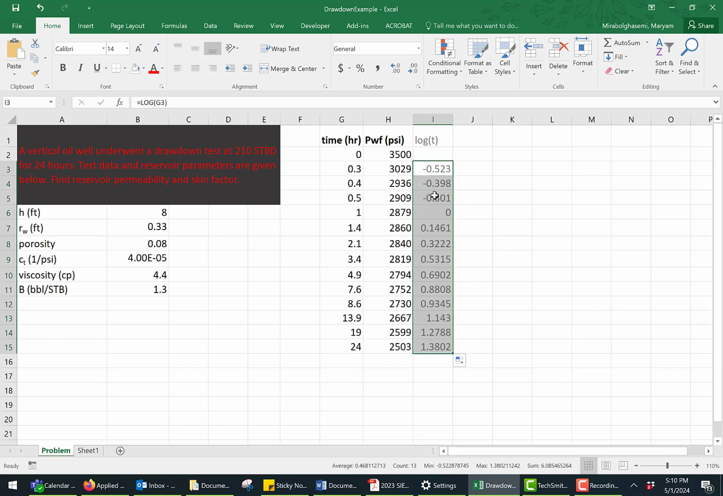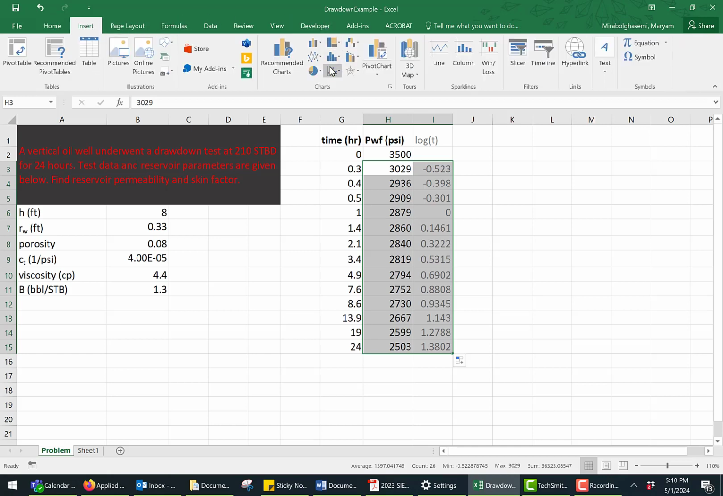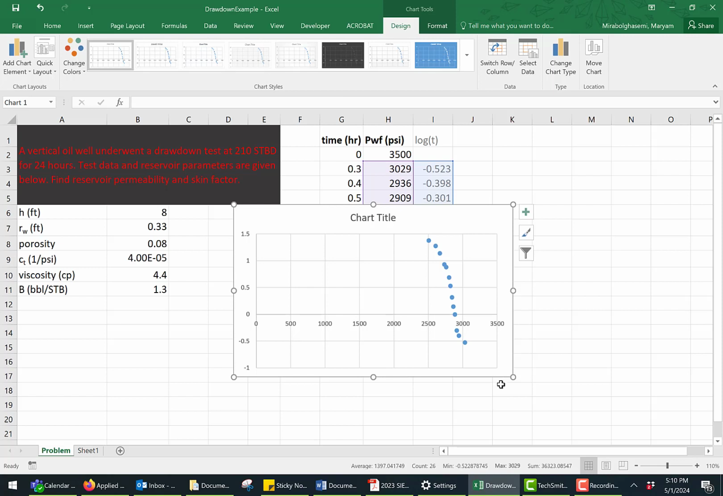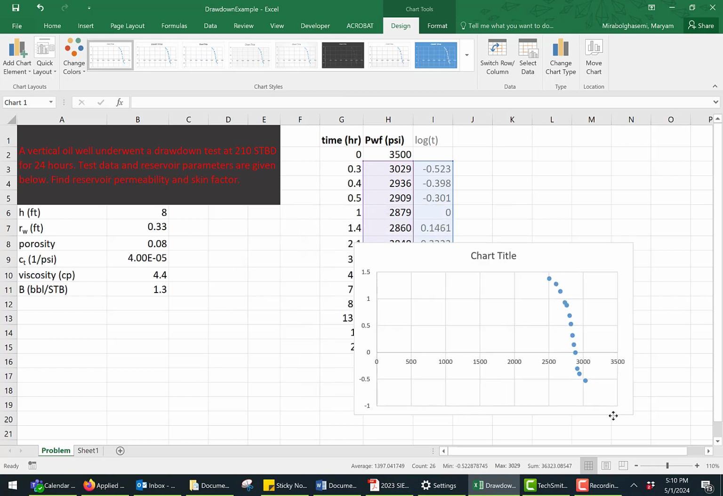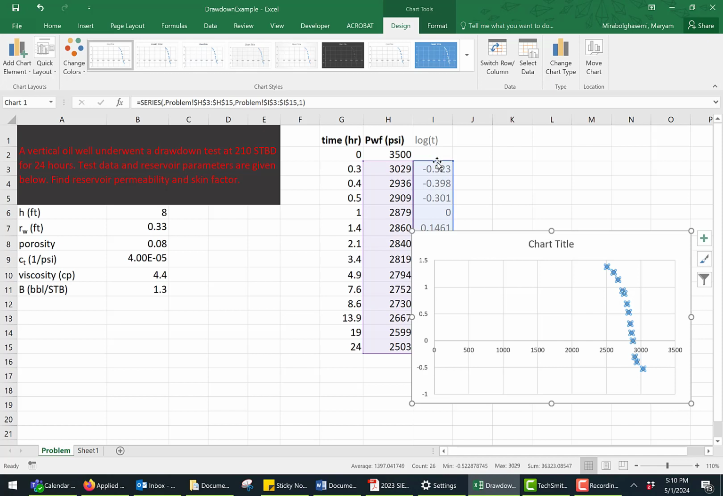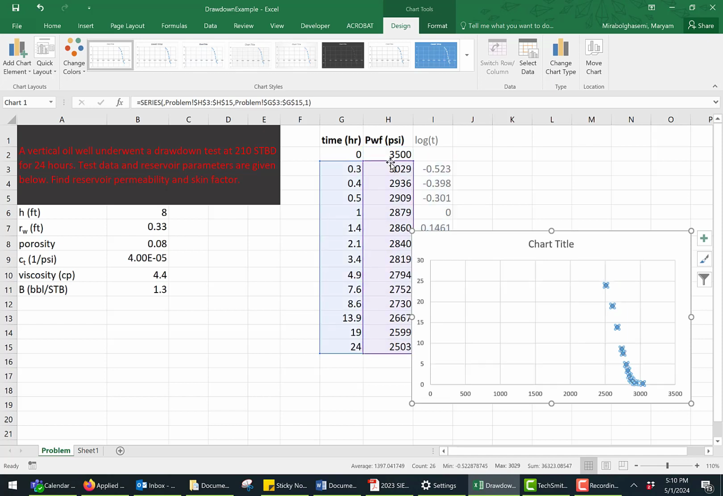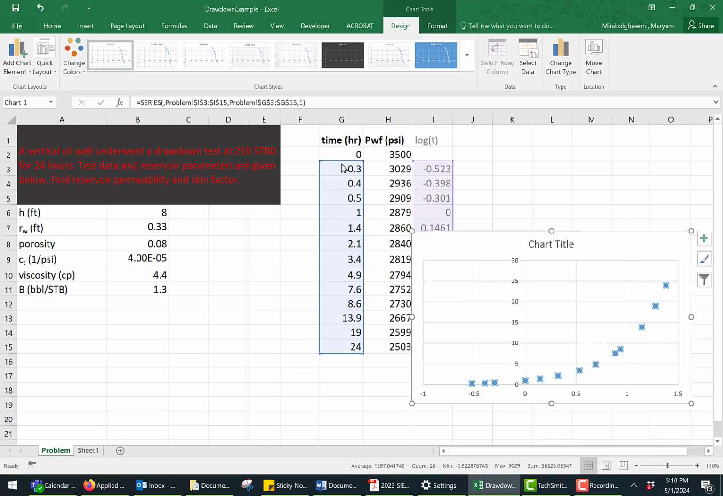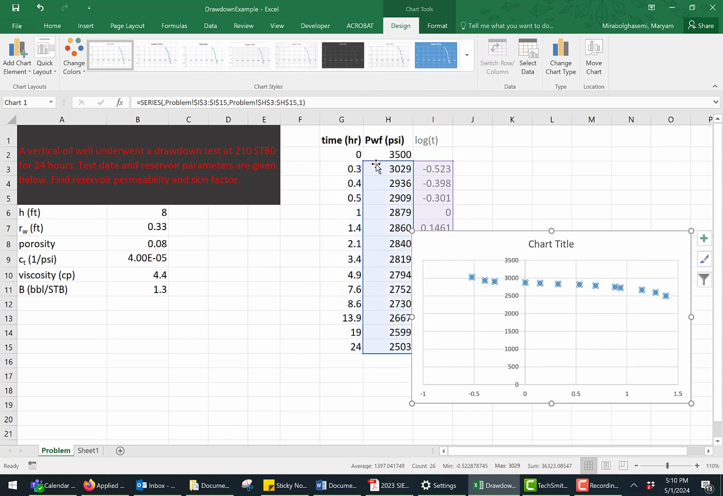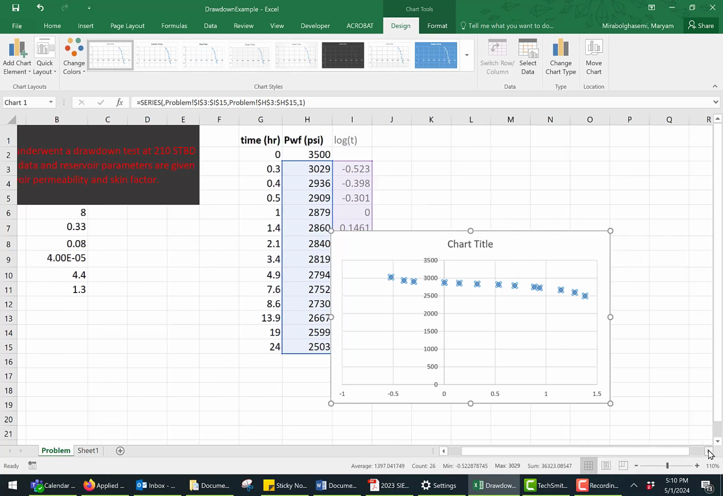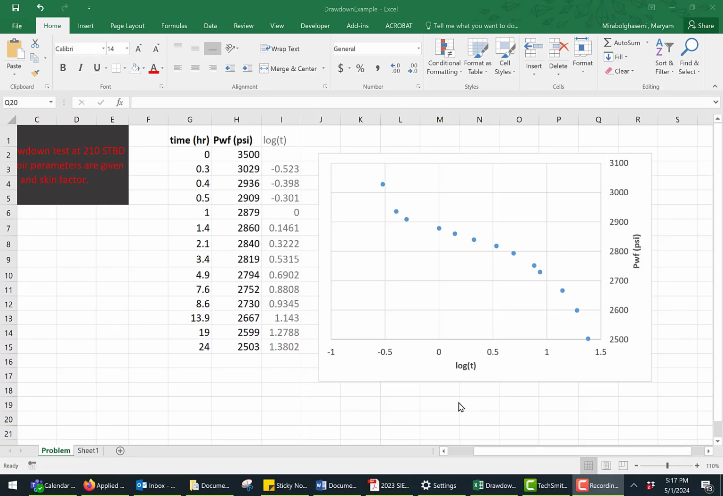So now that I have this data, I'm going to graph it on a scatter plot. I'm going to make sure log of time will be the X axis and pressure will be the Y-axis. I'm now going to add axis titles and modify the axis range. Alright, the chart now looks better so that we can see if we can find a linear trend here.